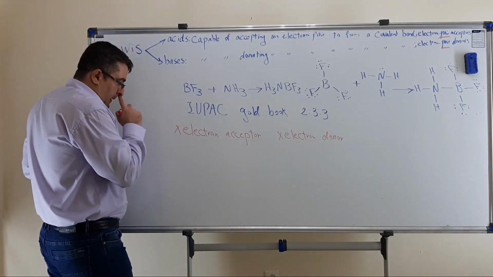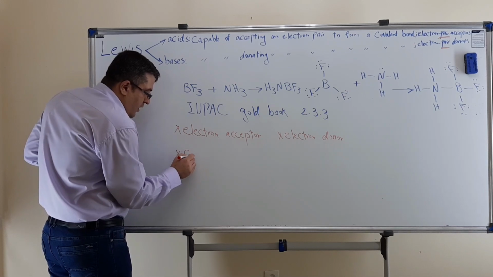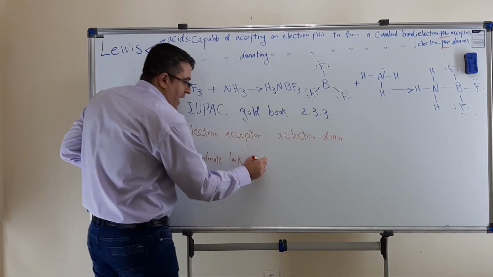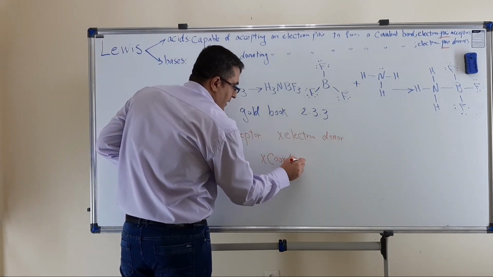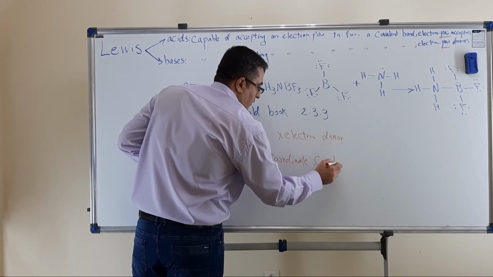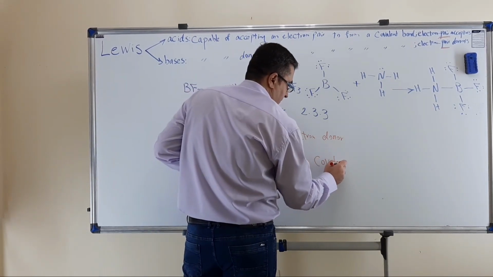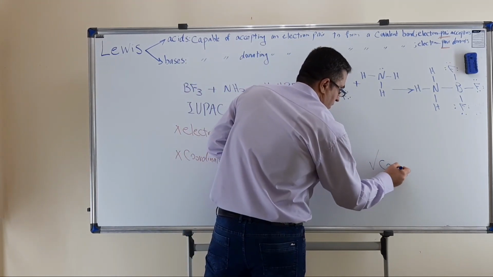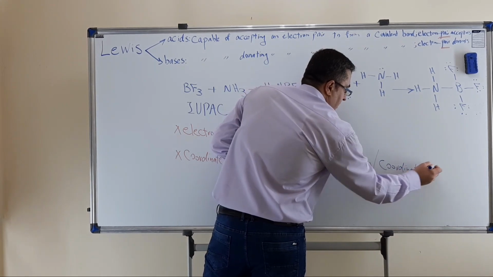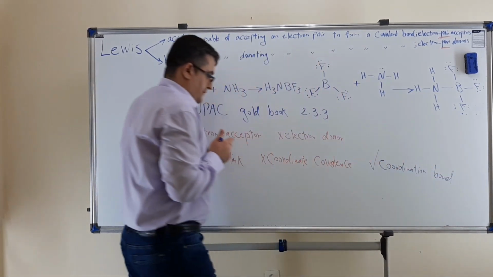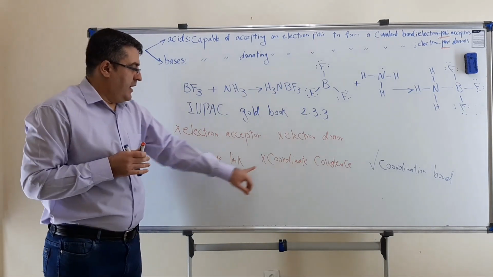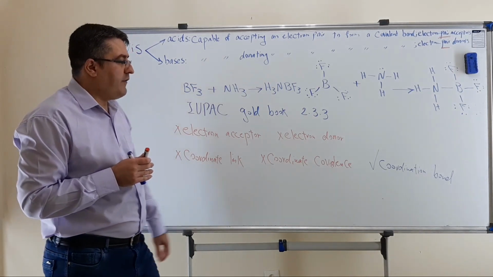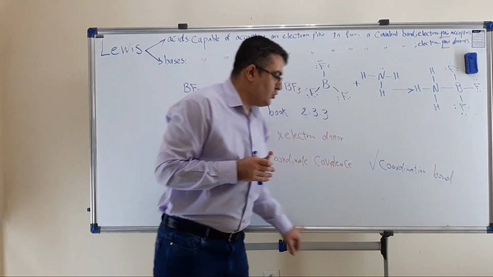Also, IUPAC discourages the usage of the terms coordinate link and coordinate covalence instead of coordination bond. These two terms are considered to be obsolete, and instead of coordination bond, we shouldn't use them.